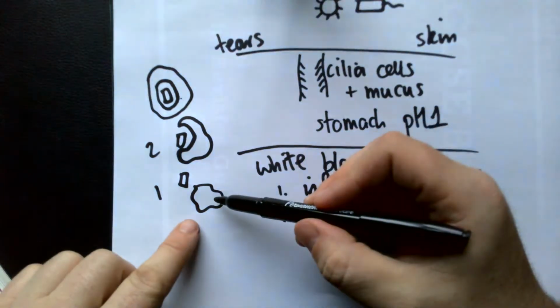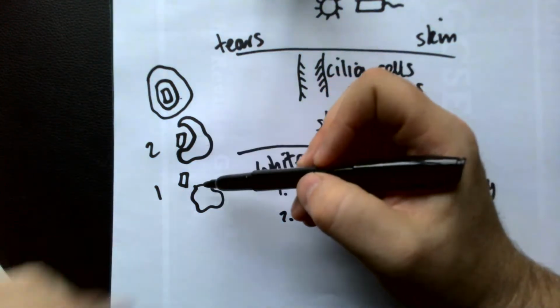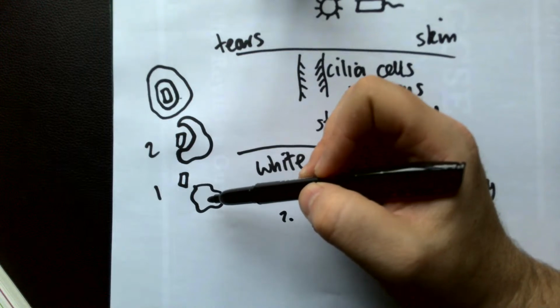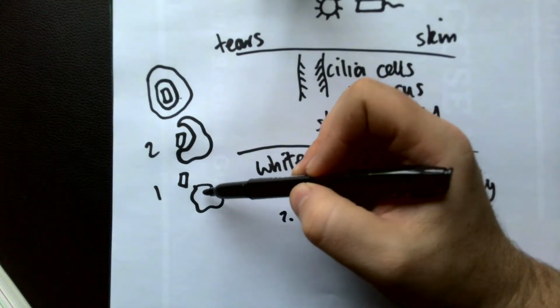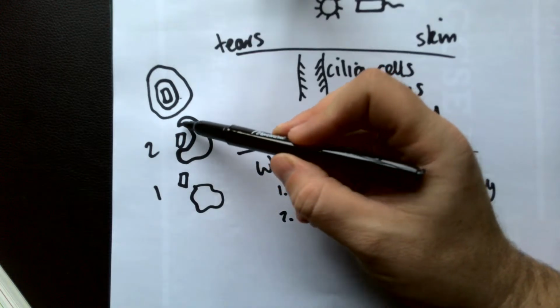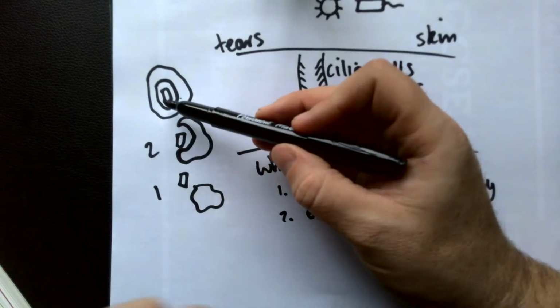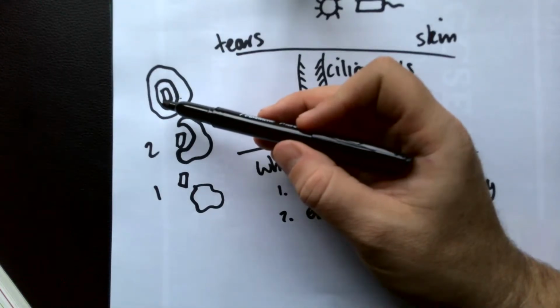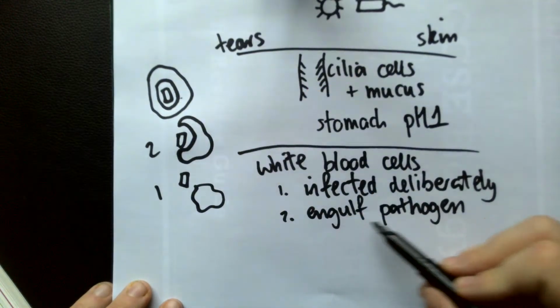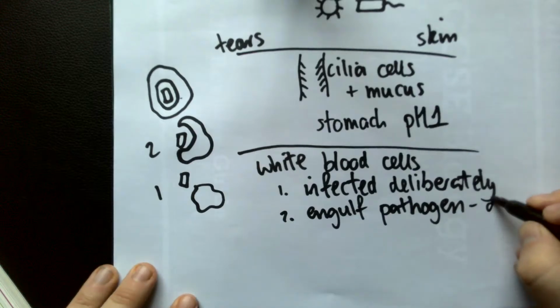So it'll come along, it'll see it. These things actually hunt them down, actually chase after them. It's quite cool. There's a few YouTube videos where you see white blood cells chasing bacteria around the blood. It'll catch up with it, it'll wrap around it and engulf it, and then it will basically destroy it from wrapping around it. So that's one job. That's engulf pathogens and destroy.